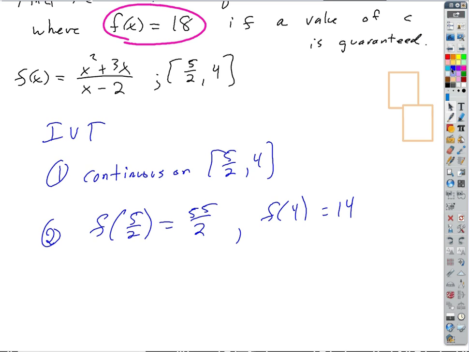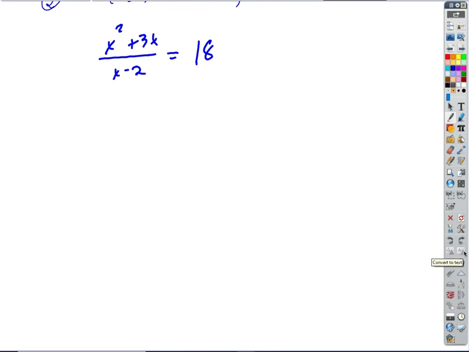So if we set our function, x squared plus 3x over x minus 2, equal to 18, we just have to solve that equation. So how do we do that? What can I do? Multiply by x minus 2. So cross multiply, right? I have a proportion here, don't I? It's 18 over 1. Good, so we get x squared plus 3x equals, if I distribute, 18x minus 36. Everybody agree? Yes. Okay, now what?